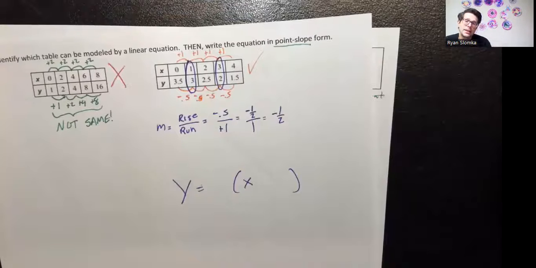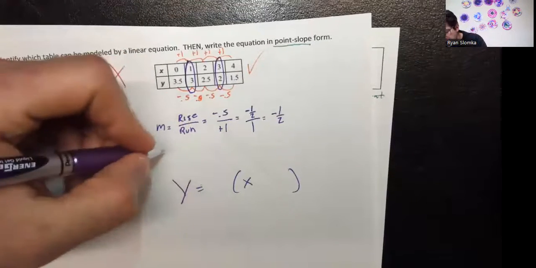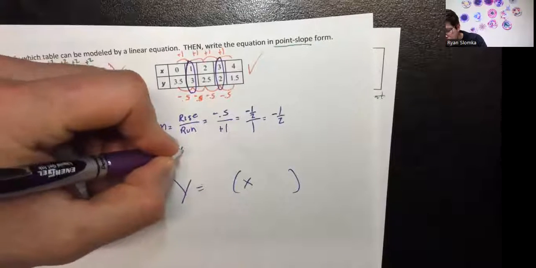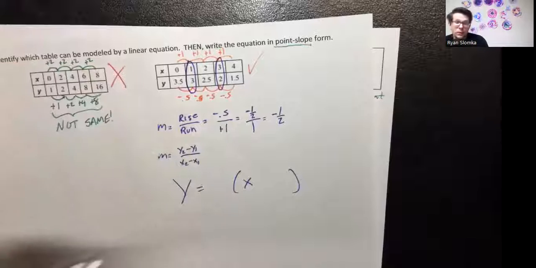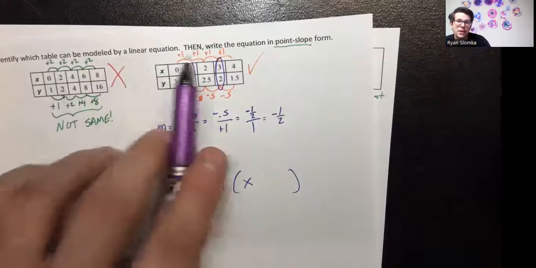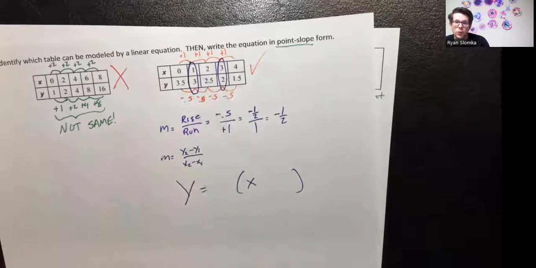If you don't like that technique, or if that doesn't seem the most comfortable for you, you can use the other slope technique that we've already used as well, which is y2 minus y1 over x2 minus x1. And once again, pick the ones that you like the best. And I know that a lot of people like these ones because they don't have decimals.